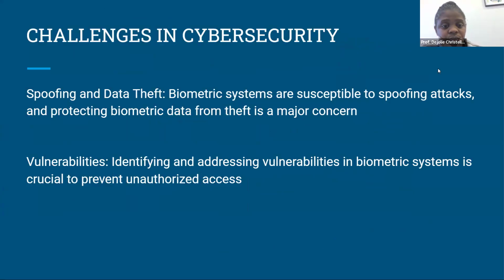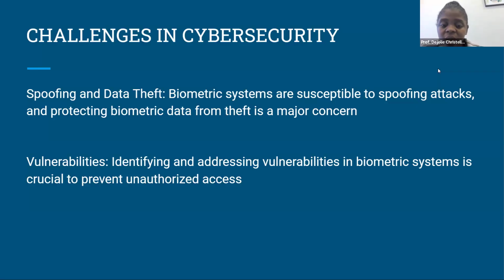Spoofing. Biometric systems are susceptible to spoofing attacks, and protecting biometric data from theft is a major concern. So one of the challenges that we have in cybersecurity is what we call spoofing and data theft, right? So we're going to see that in the next question. I have asked one question like that.